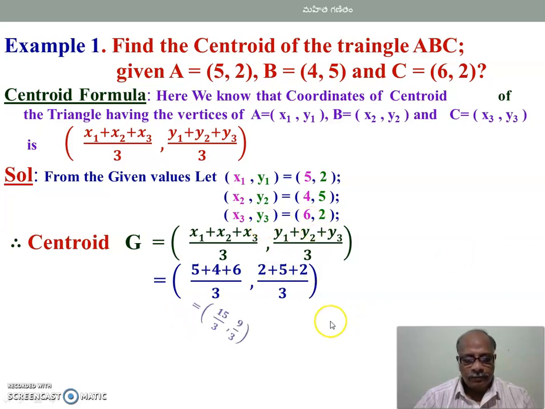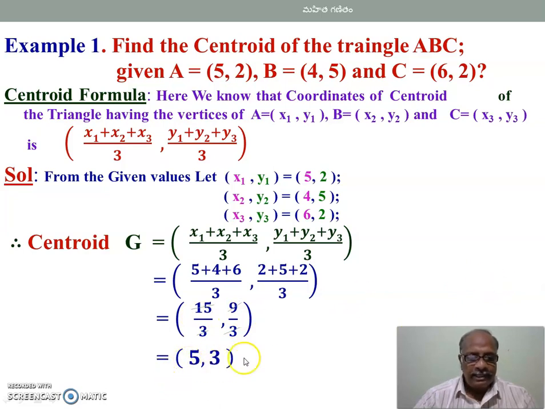Then 5 plus 4, 9, plus 6, 15 by 3. 2 plus 5, 7, 7 plus 2, 9, 9 by 3. After cancellation, we are left with (5, 3). This is the centroid coordinates, the centroid of the triangle.